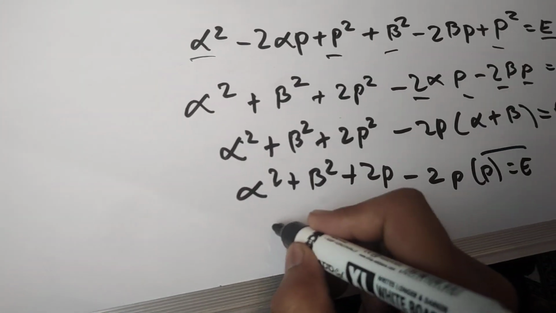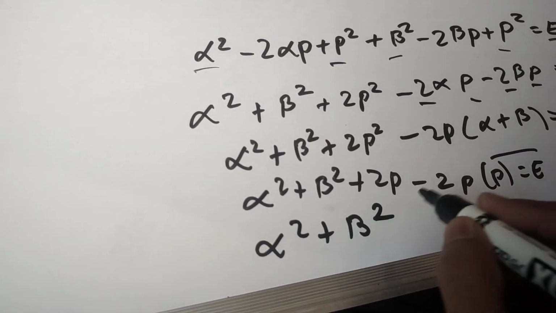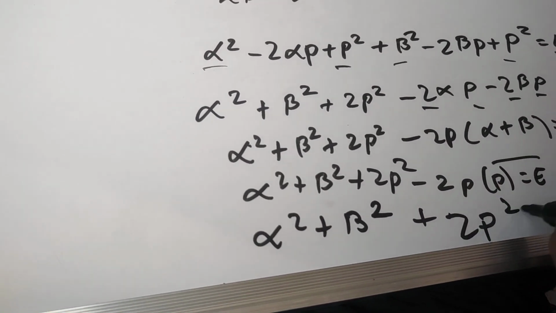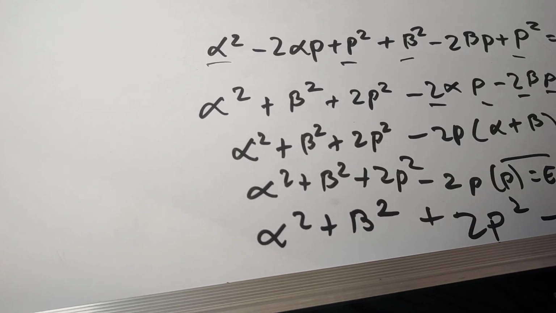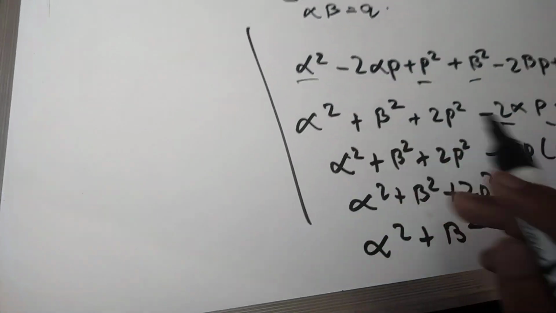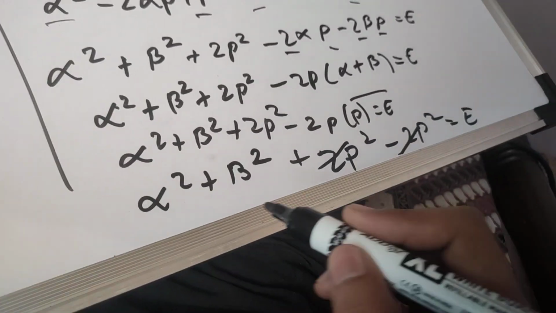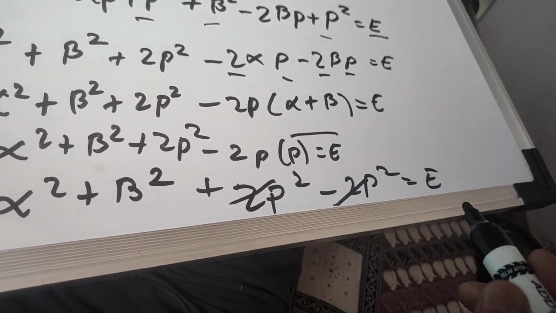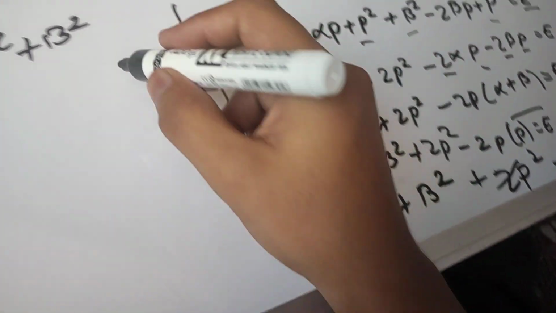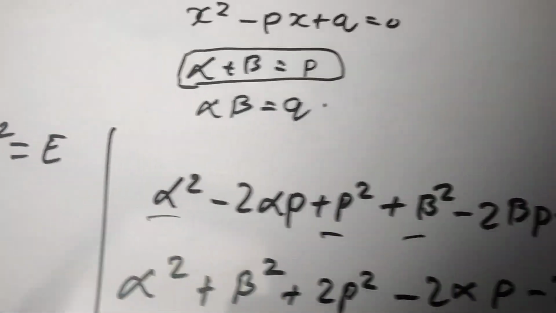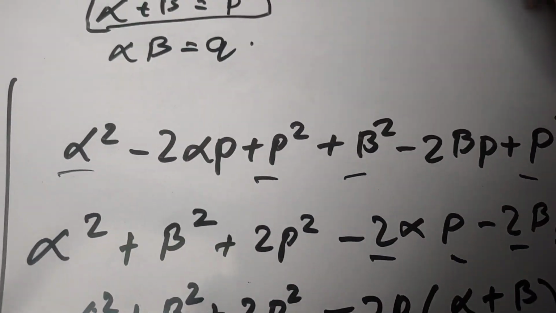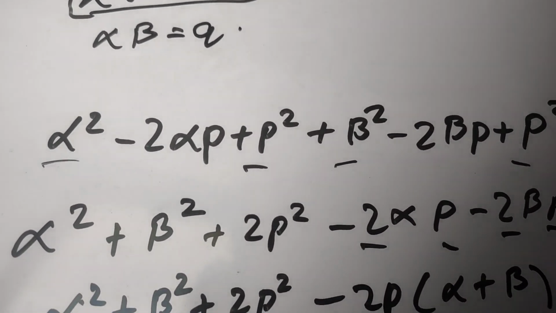So we'll get alpha square plus beta square plus 2p square minus 2p square is equal to e. So plus 2p square and minus 2p square cancel. Now we are left with alpha square plus beta square is equal to e. Now we have the value of alpha plus beta, which is equal to p.